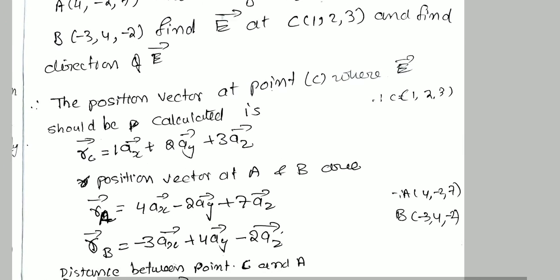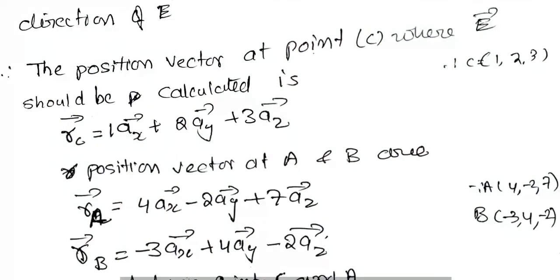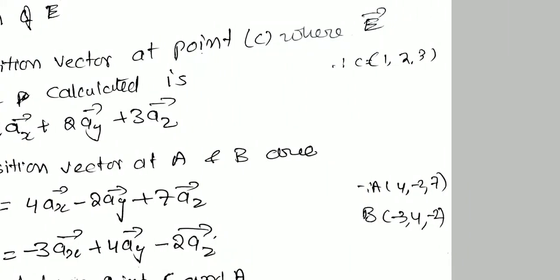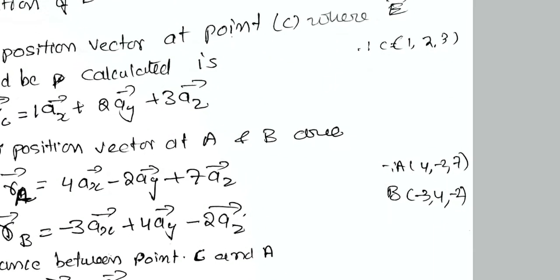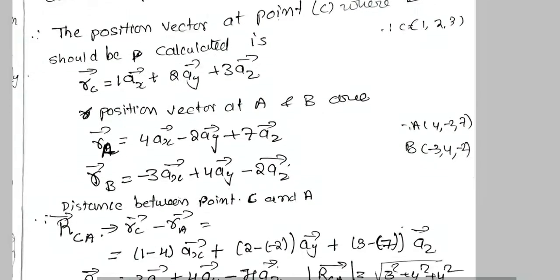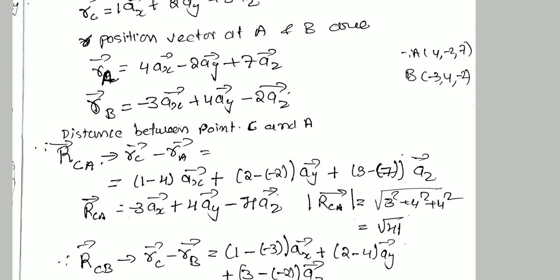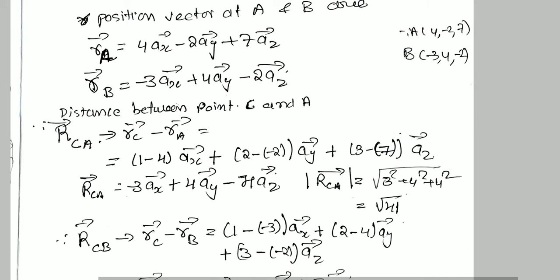Okay, so first we have to calculate the position vectors of each point. The position vector of C is given by this value. Here C is present at 1, 2, 3, meaning 1 in the x direction, 2 in the y direction, and 3 in the z direction. So the position vector can be written as 1ax plus 2ay plus 3az. Similarly, for A, we can write the position vector as 4ax minus 2ay plus 7az, and minus 3ax plus 4ay minus 2az is the position vector for B.